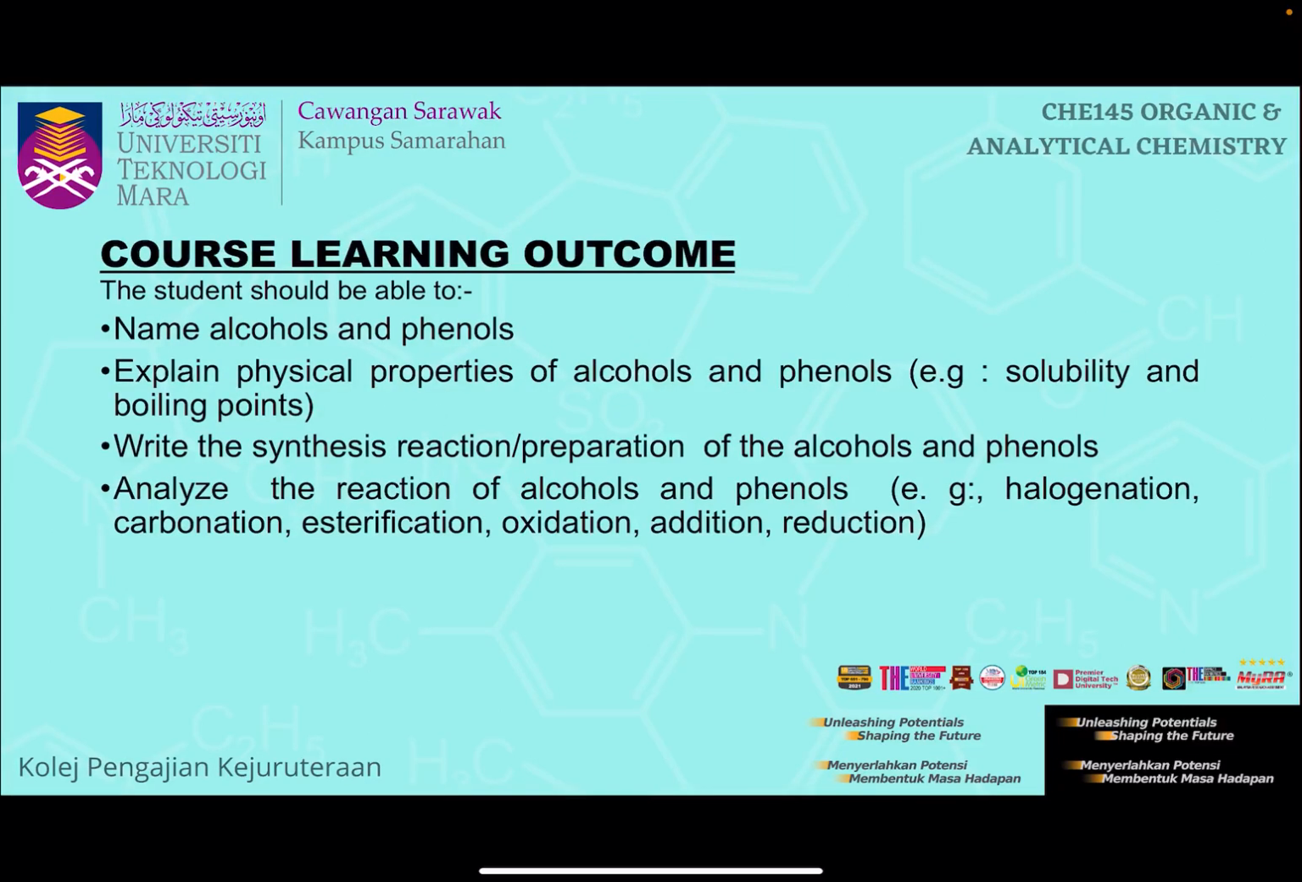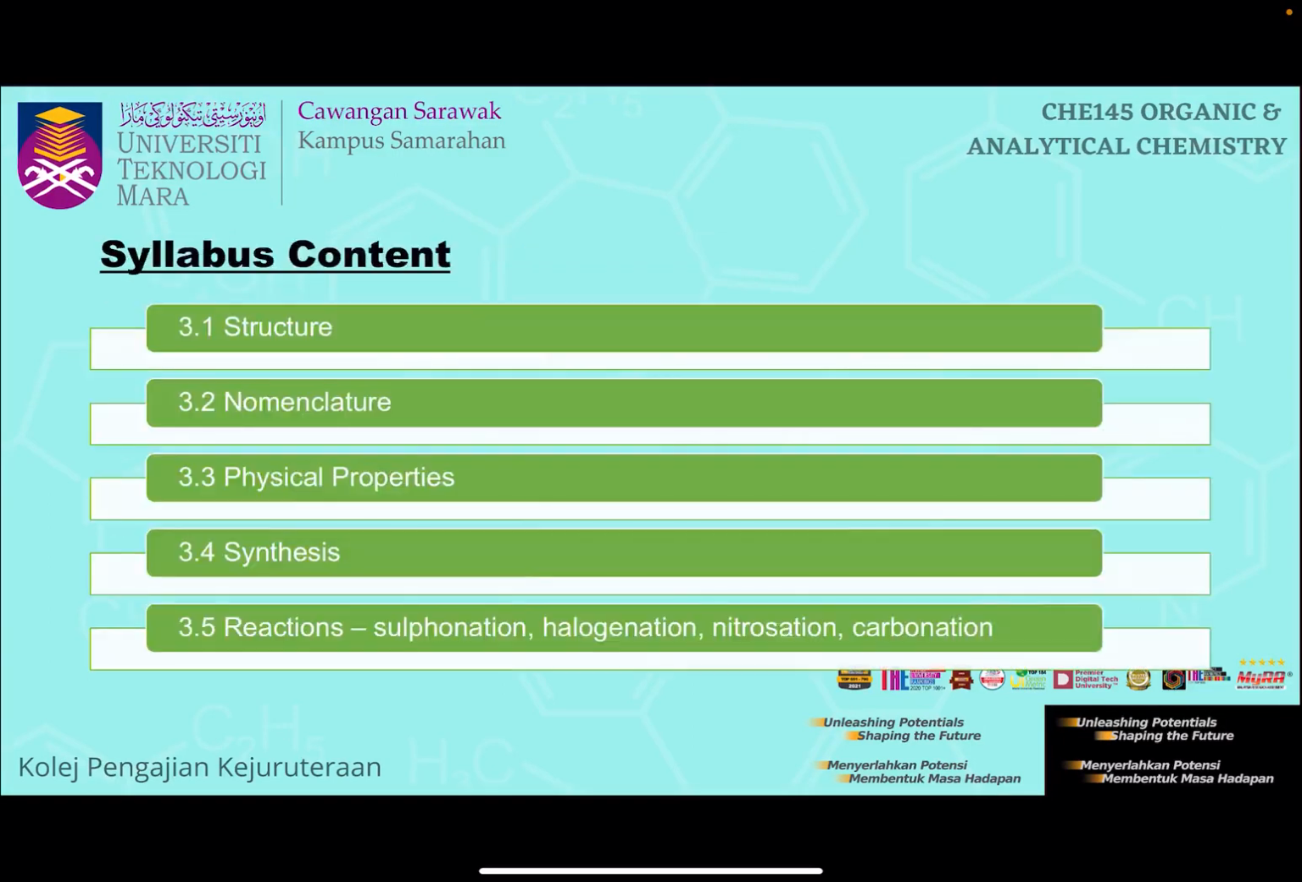So the course learning outcomes for this chapter would be to name the alcohols, and also to explain the physical properties of alcohols and phenols, for example, on the solubility and their boiling points. Next is to write or predict the synthesis, reaction, and preparation of alcohols and phenols. Analyze the reactions of alcohols and phenols, for example, halogenation, carbonation, esterification, oxidation, addition, and reduction.